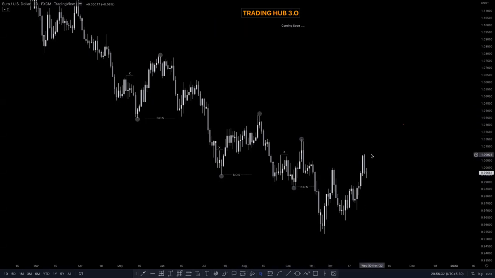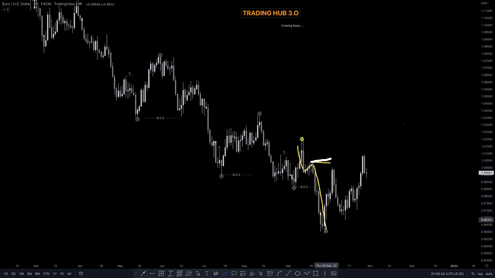So in this leg, where is our pullback? You have to understand where the pullback is. The first pullback is called the inducement. Simple. If there is one pullback in this leg, that is the inducement. If multiple pullbacks are created, only the first pullback is called the inducement. So in this case, this one is our inducement, correct? Like this. Right now we have a range between this high and this low.